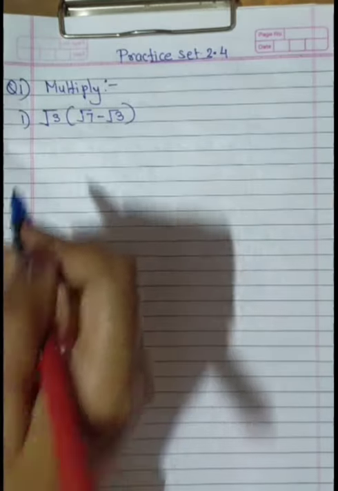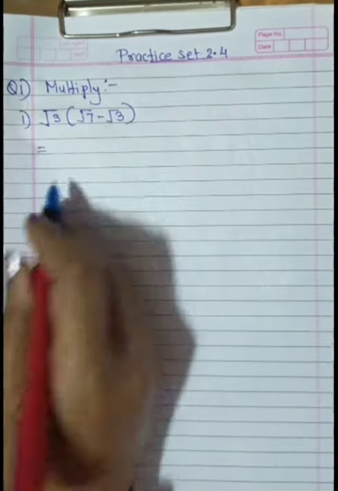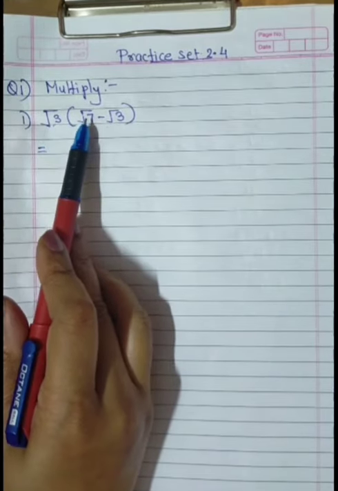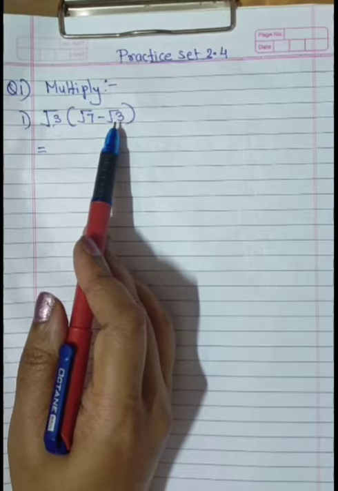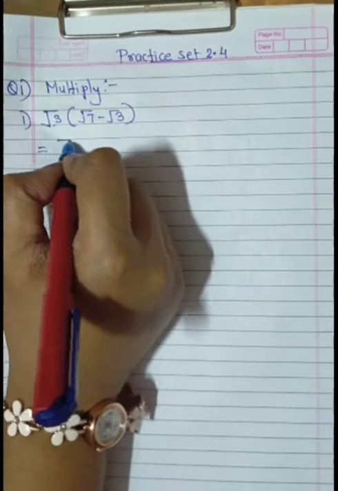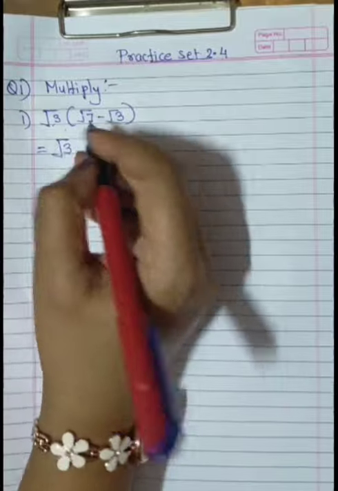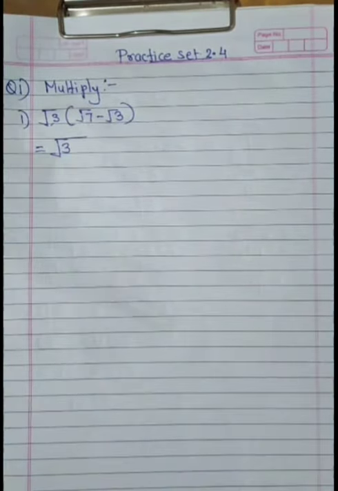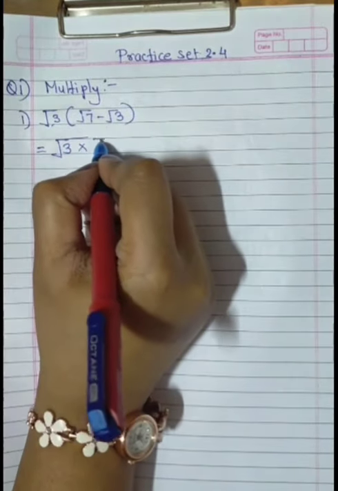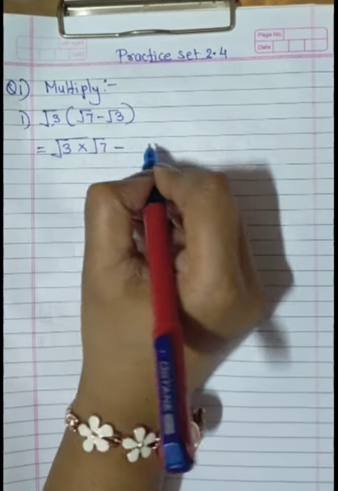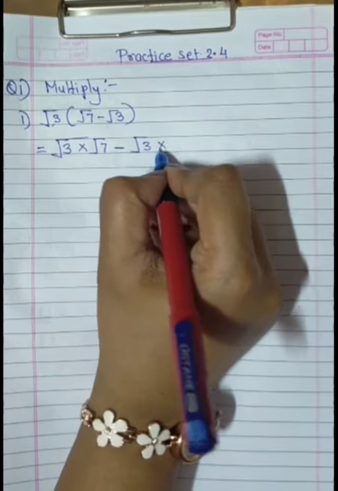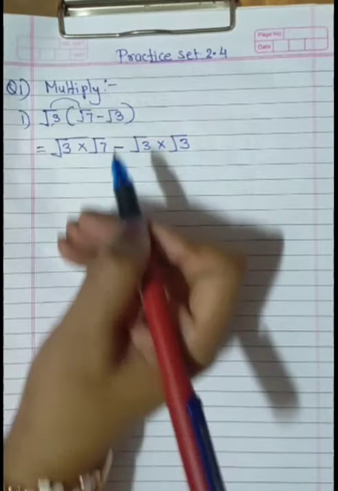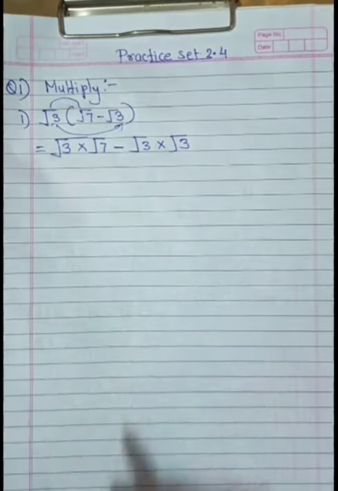Now we have to multiply square root 3 with square root 7 and square root 3. So I am showing now, square root 3 multiplied by square root 7 minus, and again square root 3 is multiplied by square root 3. Okay, this with this and this with this.